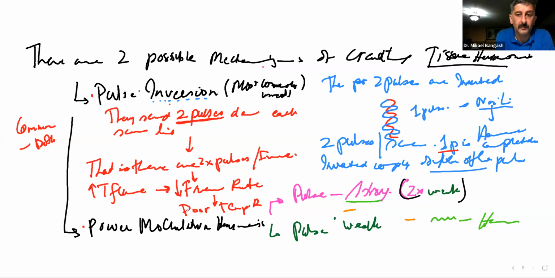The difference between pulse inversion versus power modulation harmonics is that in pulse inversion, 2 pulses are sent down each scan line. One pulse is made just the complete opposite copy of the other. Once these two copies cancel one another, what is left is the non-linear part, which produces what becomes the harmonics.